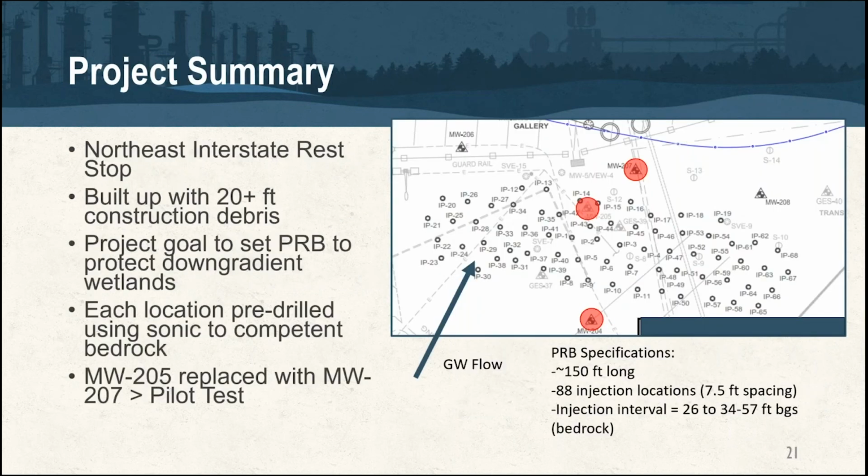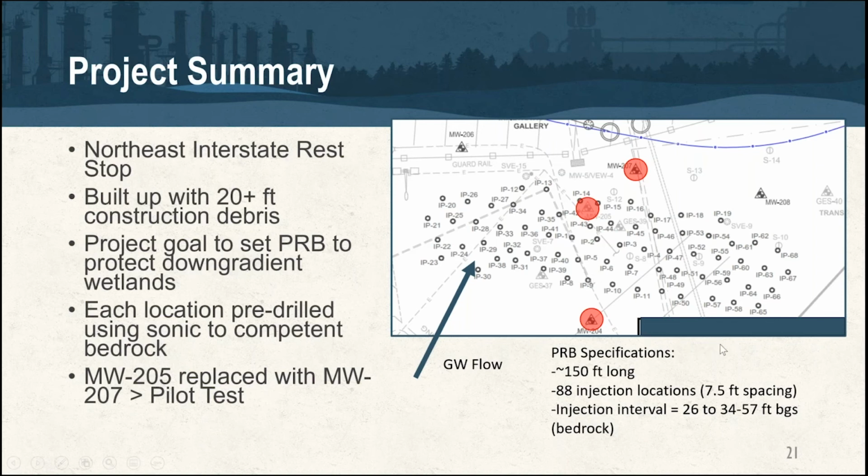So this is up in the northeast U.S. at a rest stop, and the site was brought up to grade with about 20 feet of construction debris, so not very direct push friendly. The goal was to set the PRB up so that we could protect the wetlands that sat to the north. Each location was pre-drilled down to bedrock using sonic, and it was about 150 feet long.